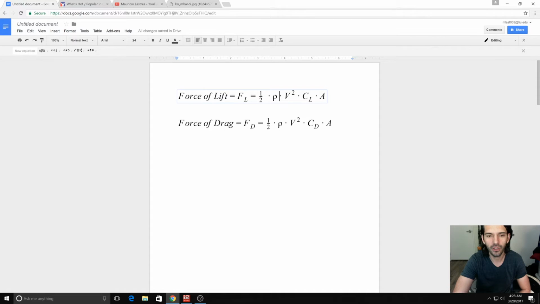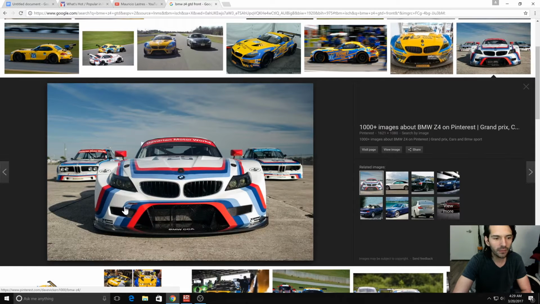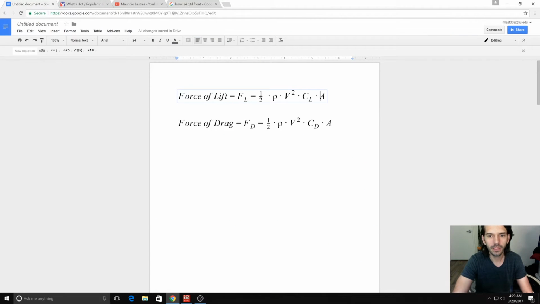Well, lift is a function of the air density, which is rho, the velocity of the car squared, and this is the coefficient of lift, and this term right here is the frontal area of the car. So let's see. This is obviously the side. Let's see if we can get a side image. This is the frontal area of the car. So basically what you would do is calculate the area of the front windshield, the rear wing, mirrors, the nose, all of that. That's the front area of the car. And that's pretty much it.